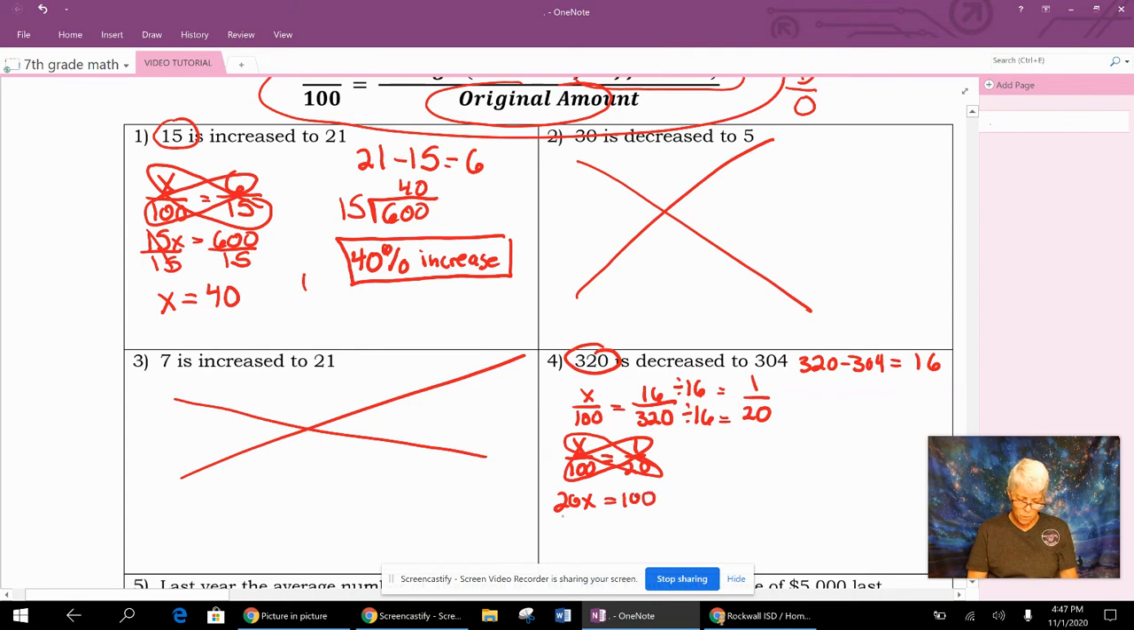And when I divide both sides by 20, I get 5. So X equals 5. 5 what? 5%. It is a 5%, and the numbers got smaller. Plus, it says right here it's a decrease. So it's a 5% decrease.